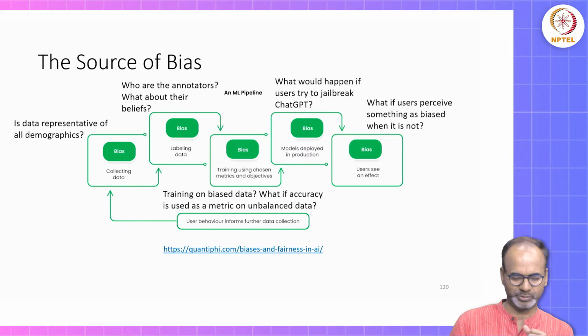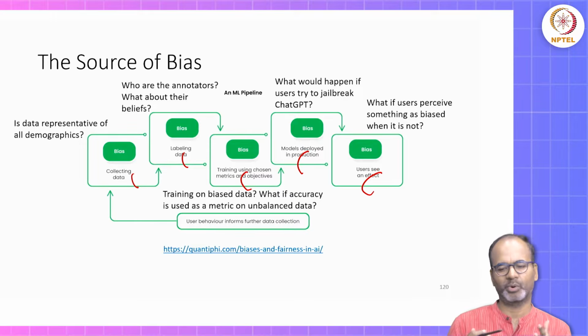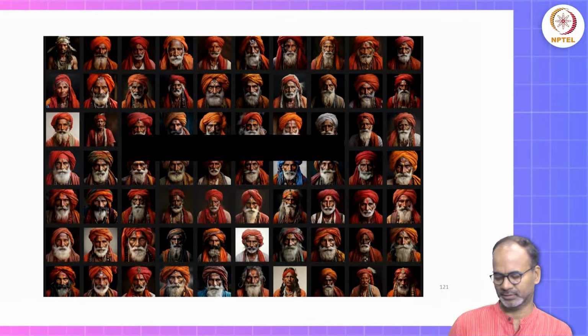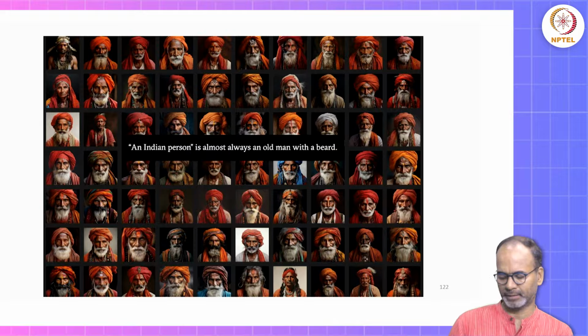So that's what this graph shows you: collecting data, labeling data, training data, models, users seeing an effect. The bias can come in all components of the entire life cycle. It's not only the text, it's not only the text that is generated which has bias.